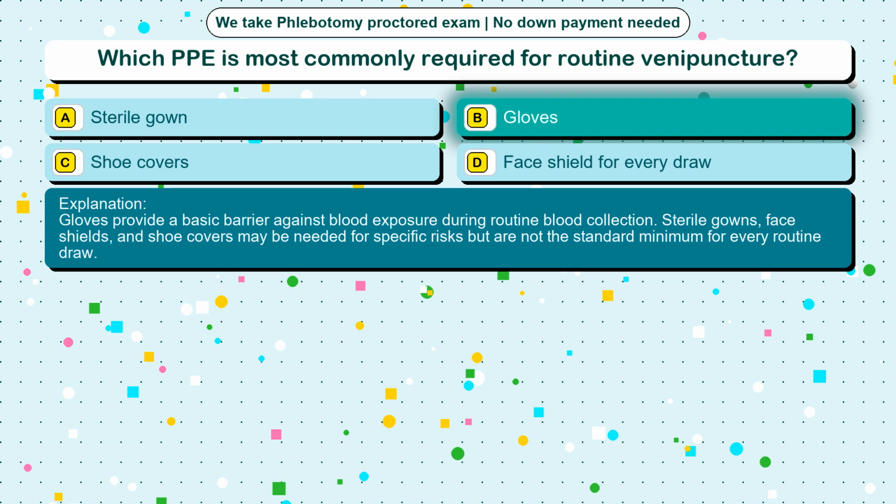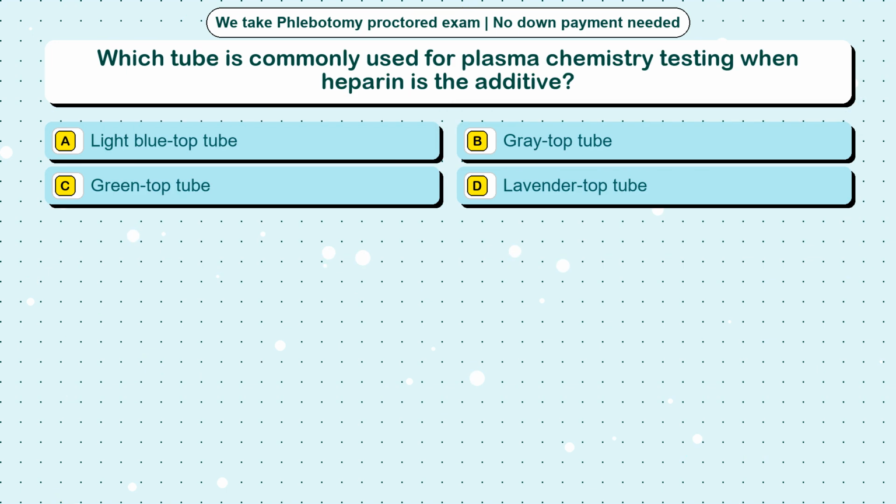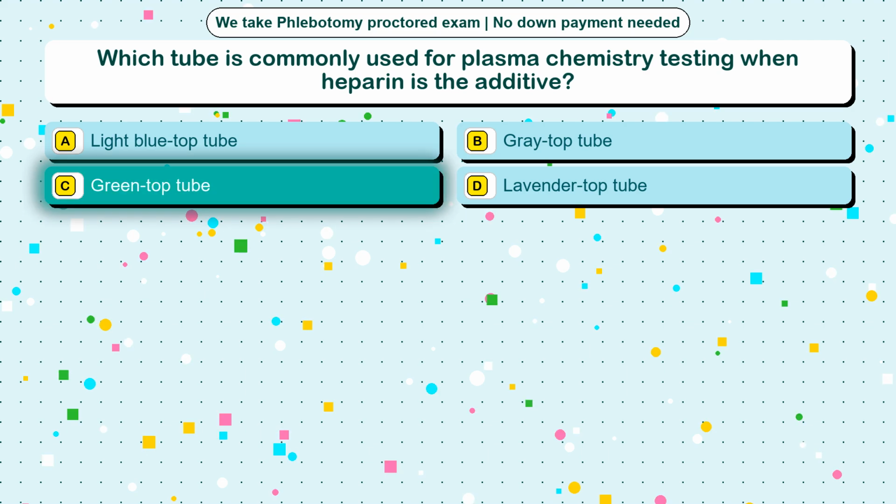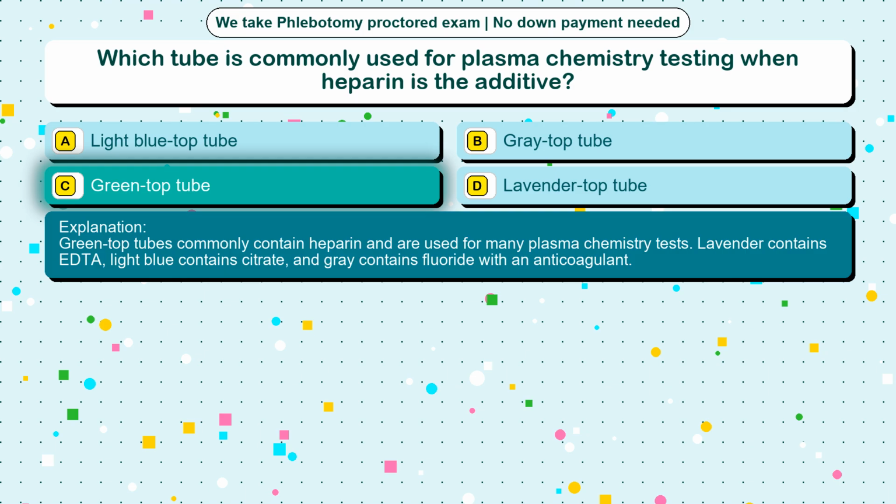every routine draw. Question 21. Which tube is commonly used for plasma chemistry testing when heparin is the additive? Option A, light blue top tube. Option B, gray top tube. Option C, green top tube. Option D, lavender top tube. The correct answer is option C, green top tube. Green top tubes commonly contain heparin and are used for many plasma chemistry tests. Lavender contains EDTA, light blue contains citrate, and gray contains fluoride with an anticoagulant.